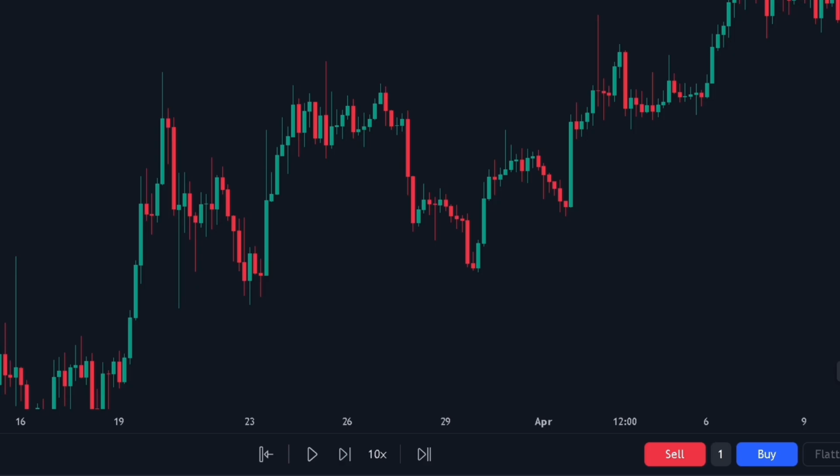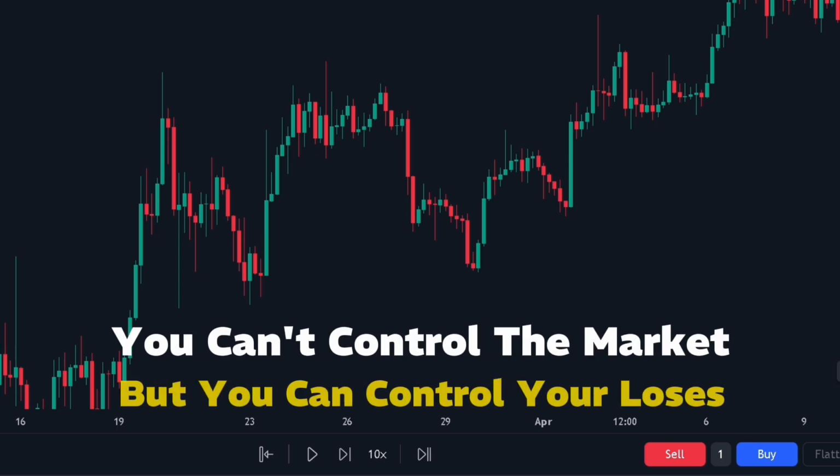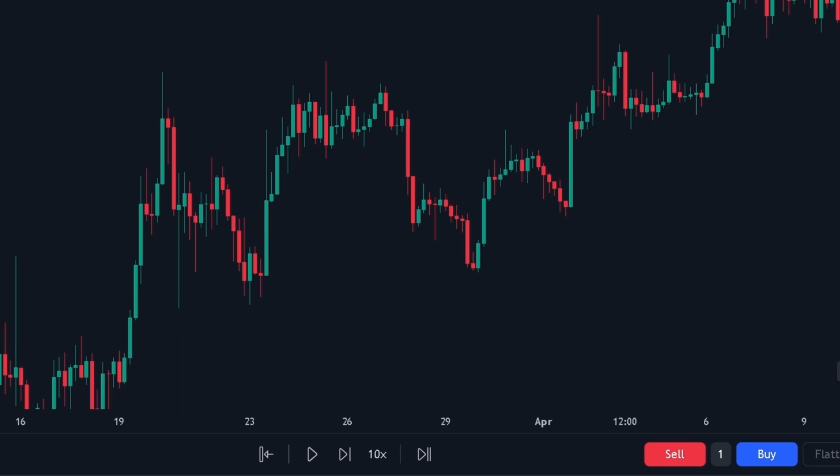Point number 5, you can't control the market, but you can control your losses. Without a proper risk management strategy, you'll be definitely out of the game. It's impossible to become a successful trader without a risk management strategy, because you're not going to win every trade, and your losing trades will be out of control, and a few losing trades are enough to wipe out all your profit or even your account altogether.